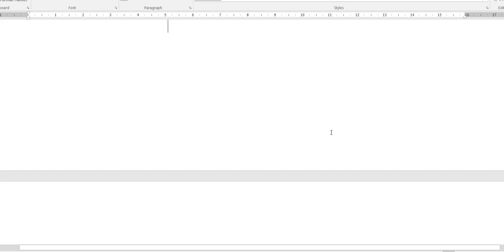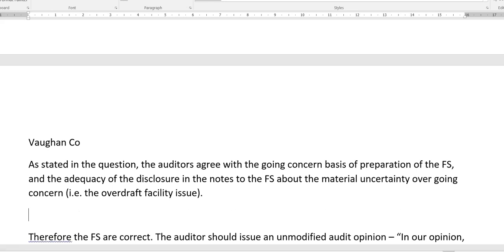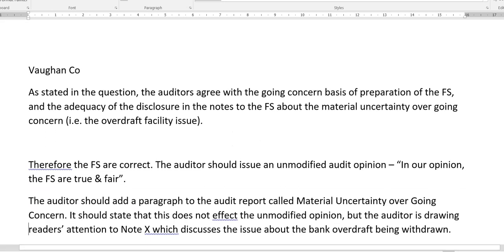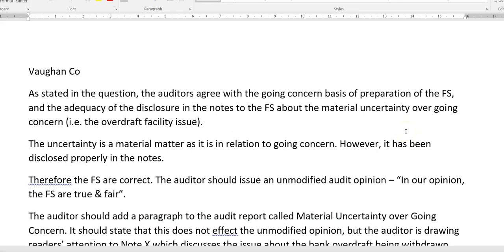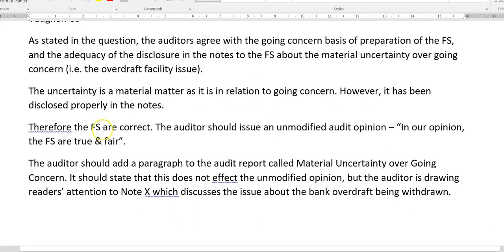Now, you could mention materiality here, perhaps, yeah, probably best to mention materiality. So I have a habit of saying, and I've said something I shouldn't have. But anyway, it's a material matter. It's in relation to going concern, and it's been disclosed properly. So materiality didn't matter so much in this one. It's more relevant for other ones, but no harm to mention materiality. So the financial statements are correct. In our opinion, the accounts are true and fair, unmodified audit opinion.